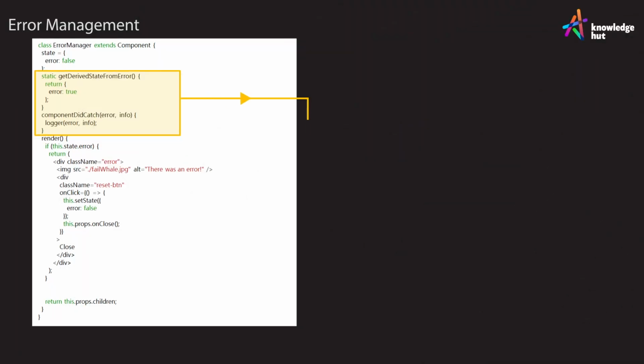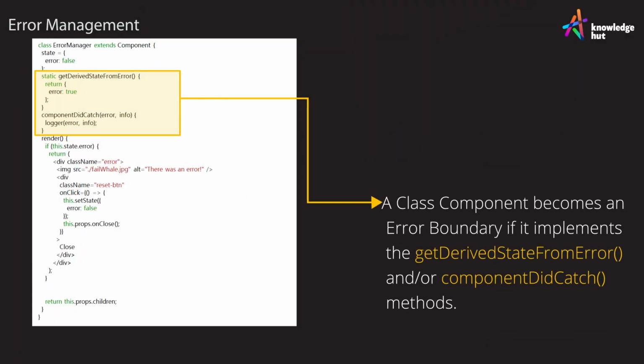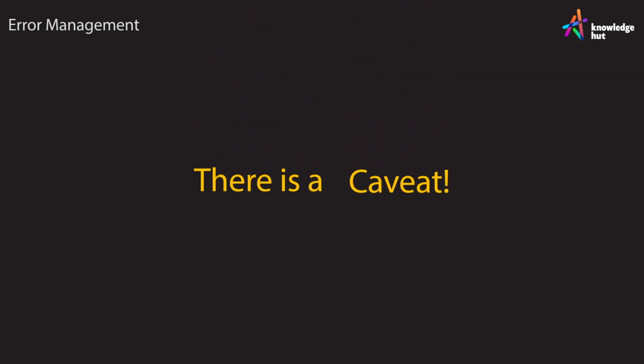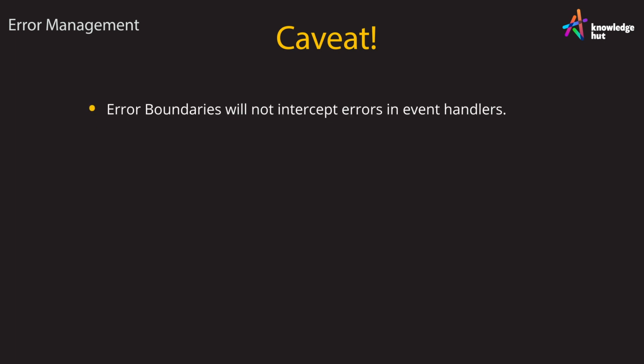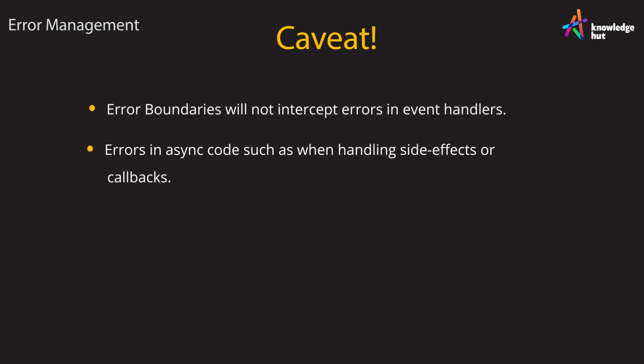As you saw in this example, a class component becomes an error boundary if it implements either getDerivedStateFromError or componentDidCatch or both of these lifecycle methods. Once set up, an error boundary component can intercept runtime errors in the child component tree. But there's an important caveat here. At this time, error boundaries will not intercept errors in event handlers, async code such as side effects or callbacks, server-side rendered React code, and any errors that may be thrown within the error boundary component itself.